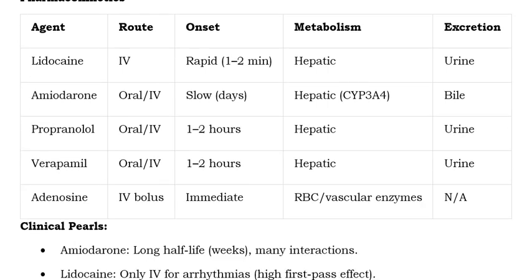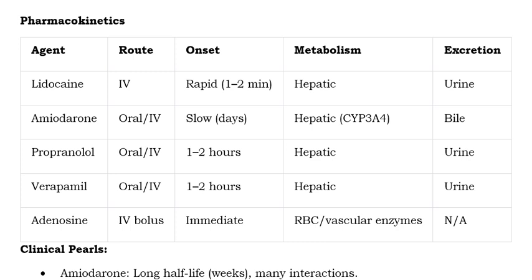Yeah, PK is crucial for safe use. Tells you about absorption, distribution, metabolism, excretion. So the table gives examples like lidocaine IV, super fast onset, metabolized by the liver, excreted by the kidneys. Contrast that with amiodarone, oral or IV, much slower onset. It hangs around for ages, gets metabolized extensively in the liver. That CYP3A4 enzyme is key, and it's mainly eliminated in bile, not urine. Big difference. Slow onset, long duration, bile excretion for amio.